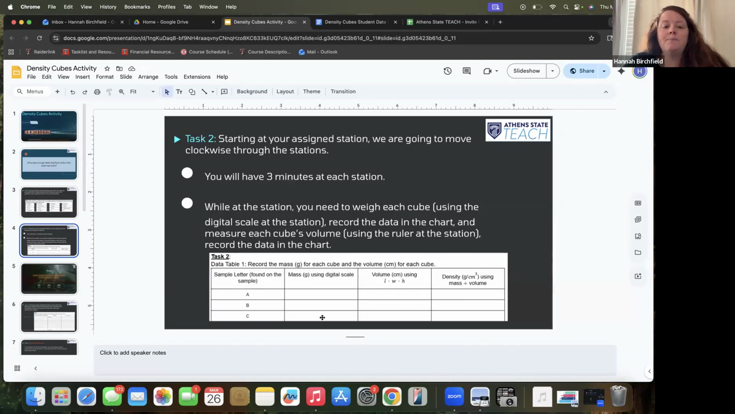Record the data in the chart. I strongly suggest, if you're in a lower age group, because y'all are spaced out all through sixth, seventh, and eighth grade, if you're in a sixth grade classroom, you're going to want to model what this looks like. So you may even go ahead and take sample A and not even include it in a station.